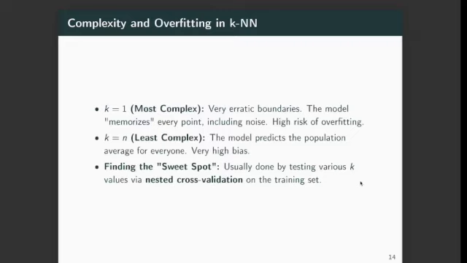But if K equals n, which is K equals the number of points, then the model can be too simple because it predicts the average of the whole population for everyone, meaning that all 100 people will be included in the same group, and this will cause high bias. So what we want to find is the sweet spot. Usually, for example, if the number of observations is 100, we want to test different values of K using a process called cross-validation.